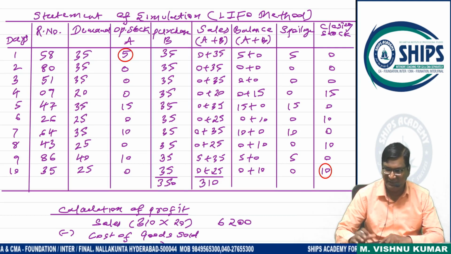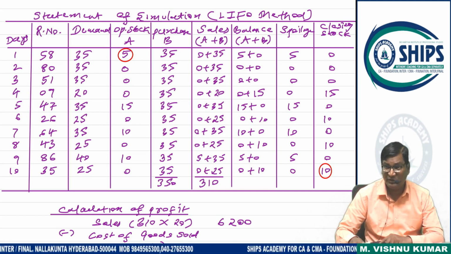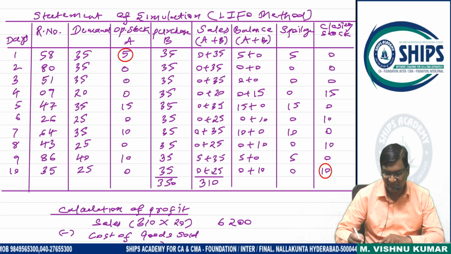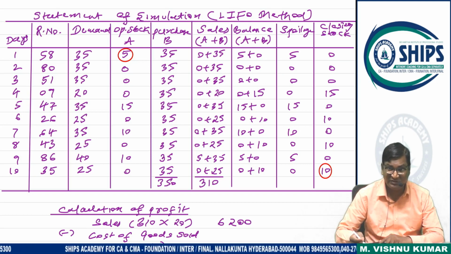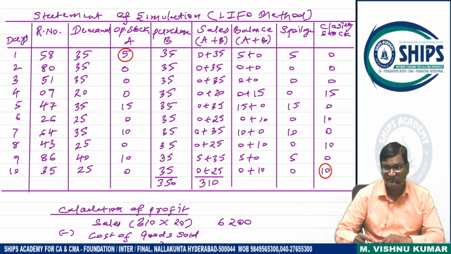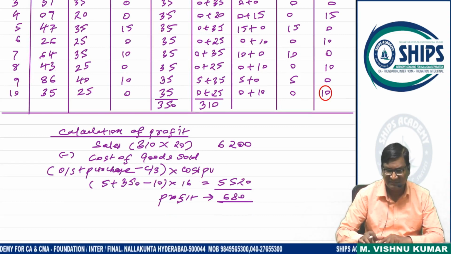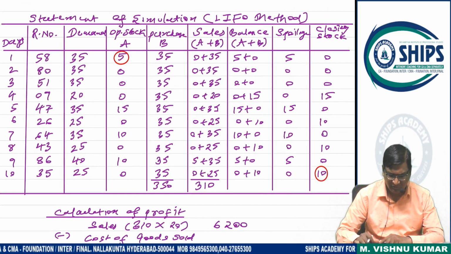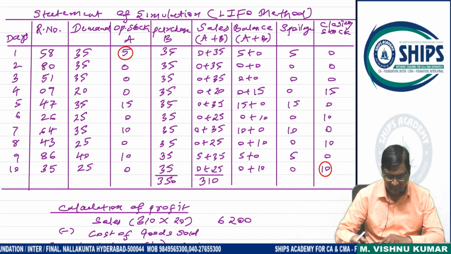Suppose you prepare a trading account: opening stock will be on the debit side, purchases on the debit side, sales and closing stock on the credit side. But closing stock inventory valuation will take place at cost or NRV, whichever is lower. So according to cost only valuation will take place. So sales credit side 310 into 20. Closing stock credit side 10 into 16. Debit side opening stock 5 into 16. Purchases 350 into 16. Okay now? This is simple, that's why I explained this. But you can calculate from the alternate procedure also. So ultimately, understand?